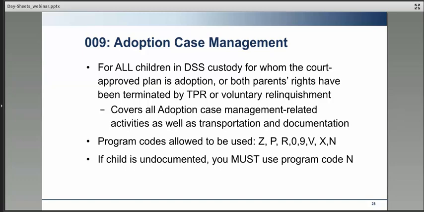Some counties have one worker doing both. It depends on your county and the division of labor. However, if the child meets the adoption requirement as listed on this slide, then you should open 009 in conjunction with 109. The program codes that are allowed to be used, as I mentioned, are the same as 109: Z, P, R, 0, 9, V, X, and N. And if the child is undocumented, you must again use program code N.